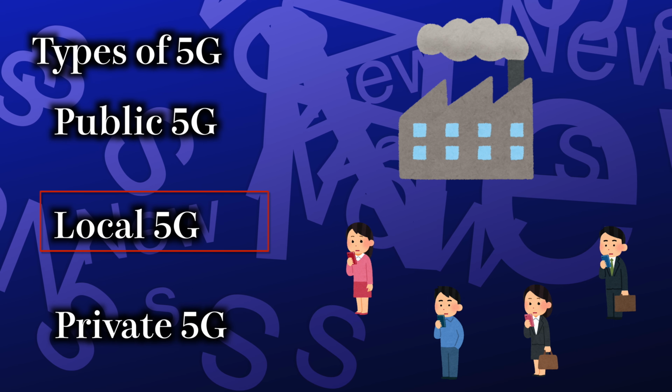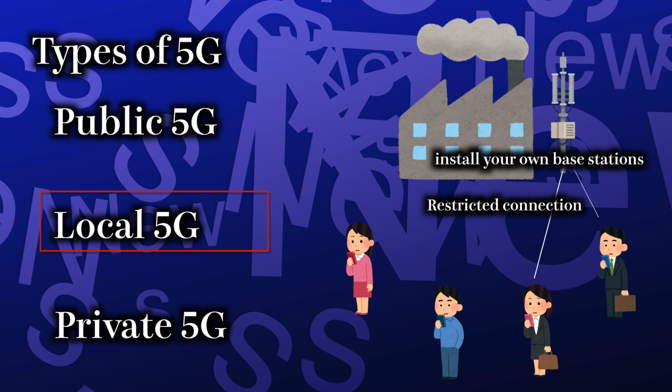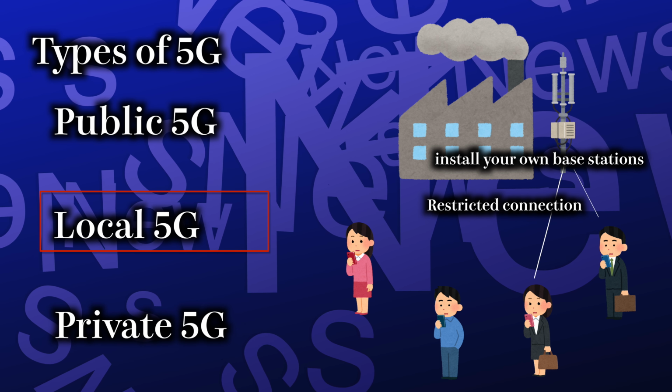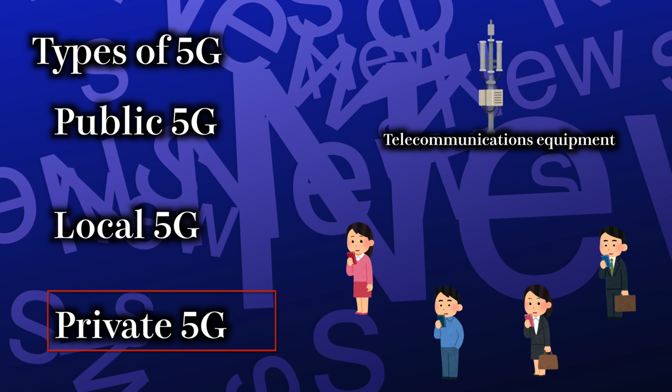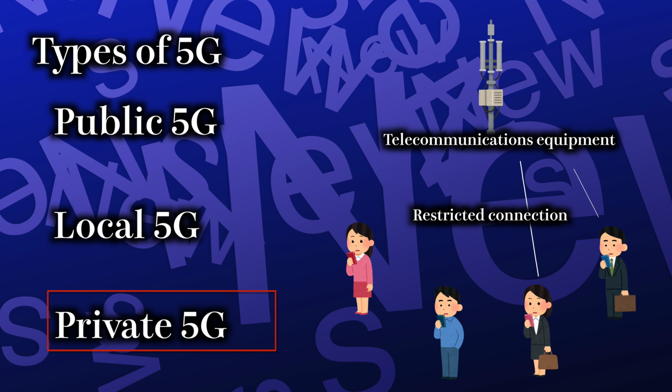Local 5G is the type where you install your own base stations and operate your own equipment at factories, hospitals, etc. It is safer and faster, but more time-consuming, because you can use your own network completely separately from that of the telecommunications carrier. The last one, private 5G, is a service provided by telecommunication carriers for private use.